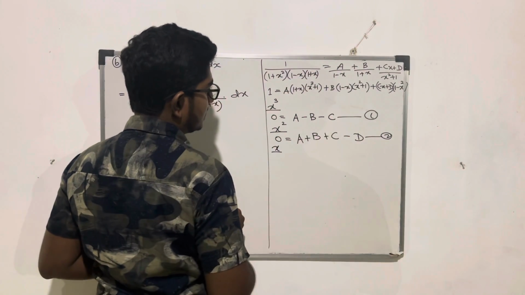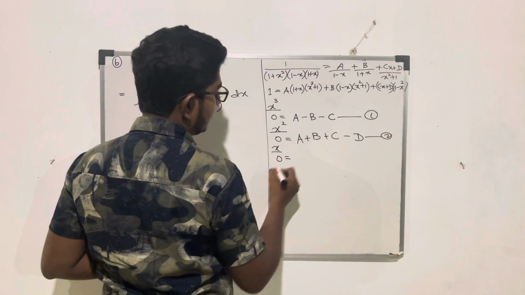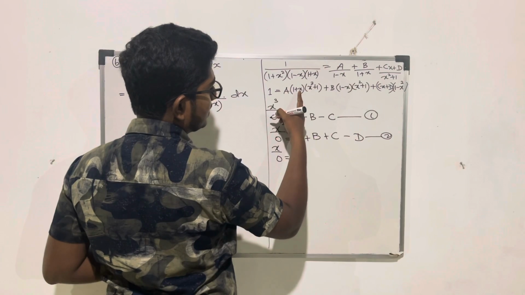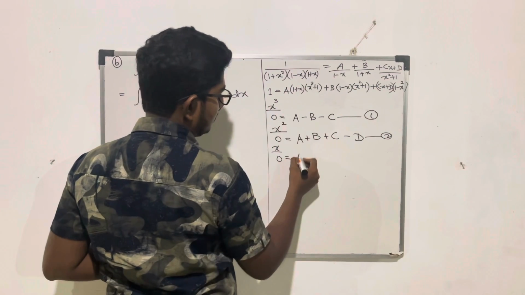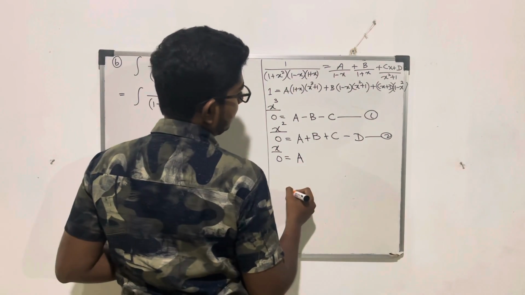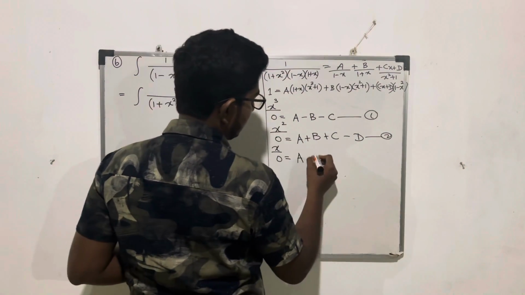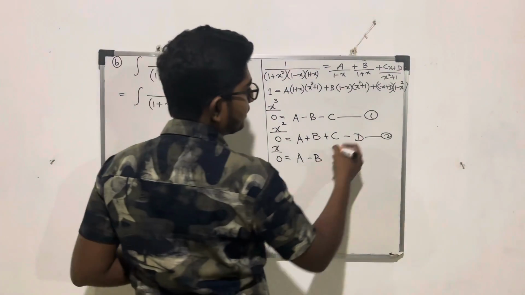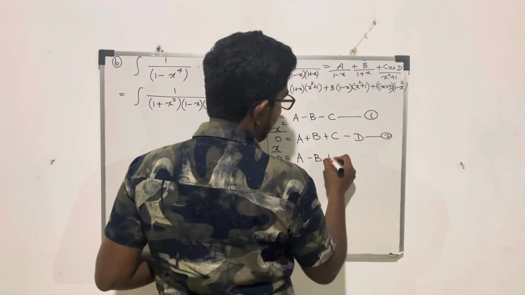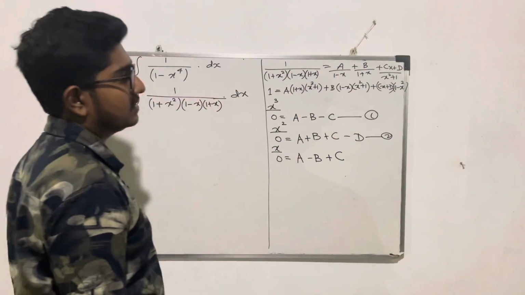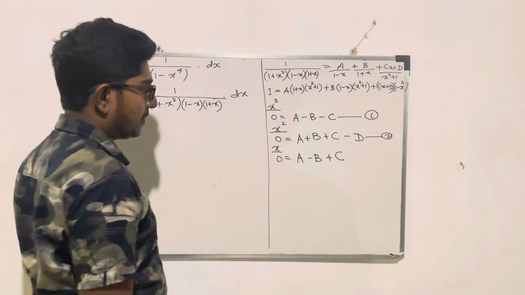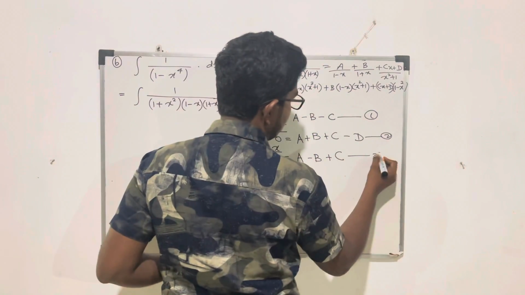Then the x terms. No x terms on the left hand side. Here we get an x term by multiplying these two, that is a. Then these two, minus x into 1 minus x, coefficient is minus b. Then cx into 1, coefficient is c. This is equation 3.